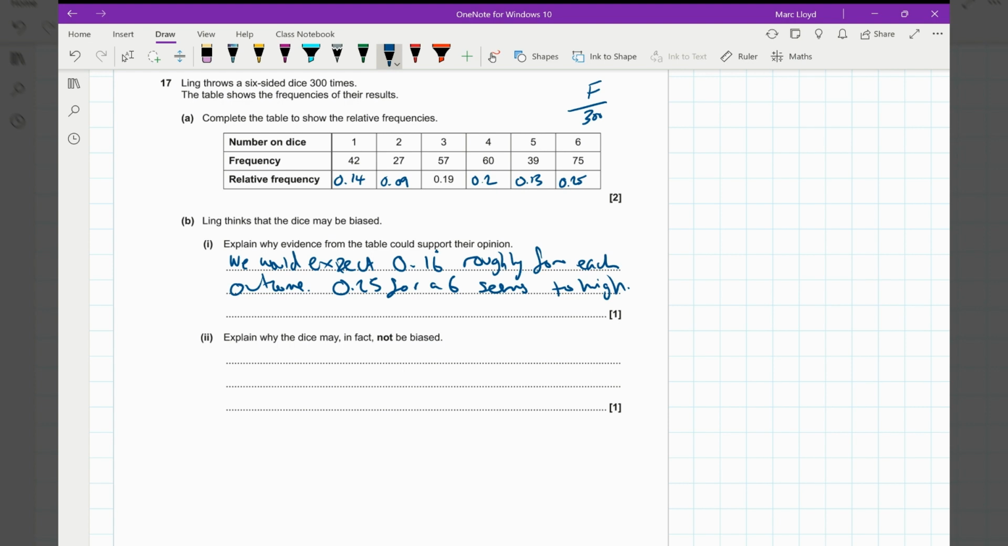Explain why the dice may in fact not be biased. Well, only 300 trials. More trials are required. So the more you test something, the more accurate your data will become.